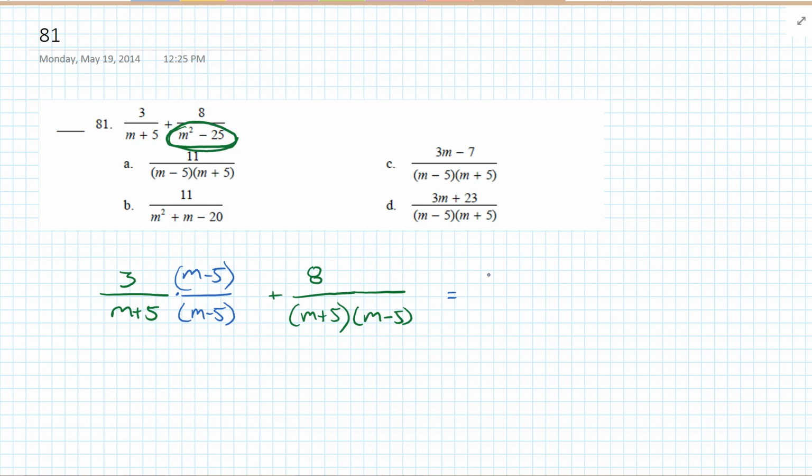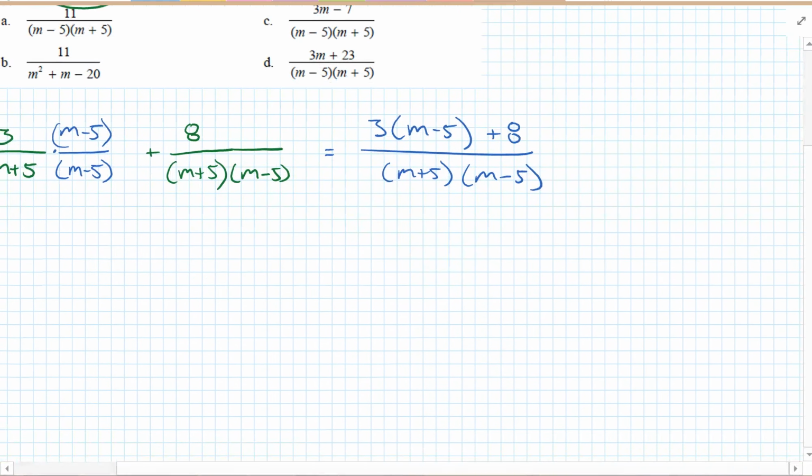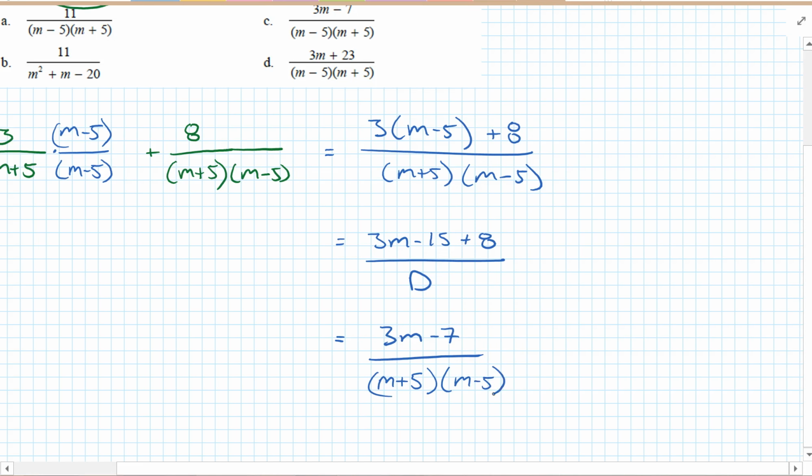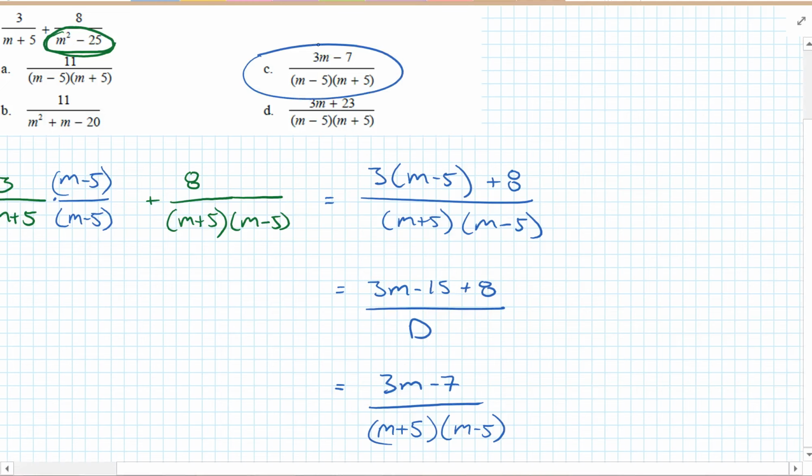Okay, so when I do that, I get (3(m - 5) + 8)/((m + 5)(m - 5)). Okay, we're going to distribute this now. So if I distribute 3, it looks like this. 3m minus 15 plus 8 over the denominator. I'm just putting the d in there to hold the place. So let's simplify it. It's going to be 3m, negative 15 plus 8 is negative 7, over the denominator, which is (m + 5)(m - 5). The answer is C.